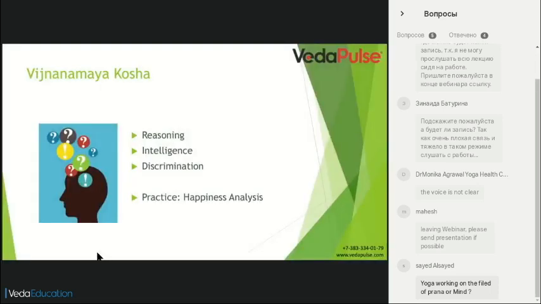At the level of Vijnanamaya Kosha, where we are using the intelligence to control the rest of our personality, we use reasoning, intelligence, and discrimination.